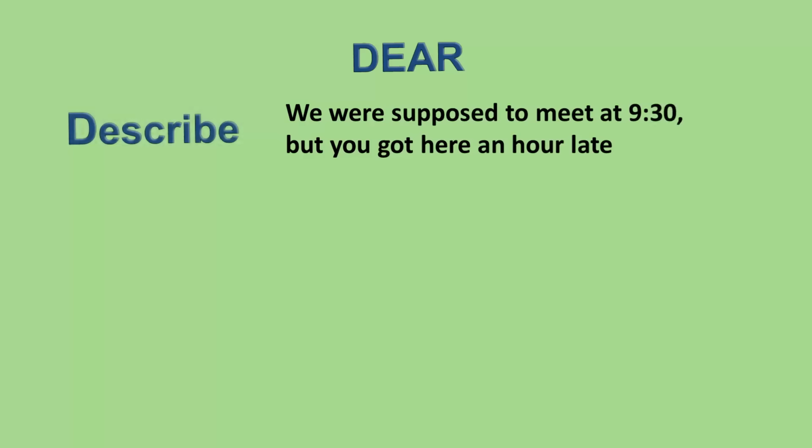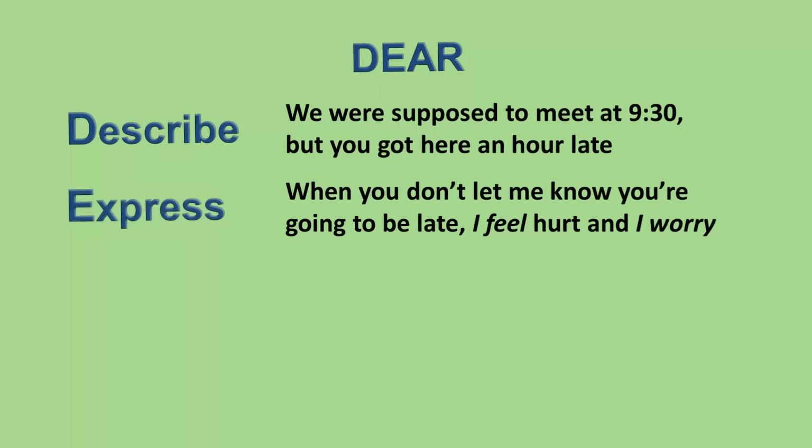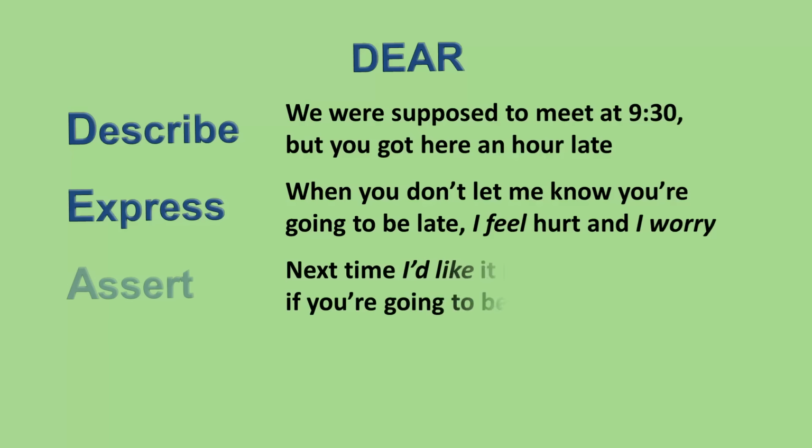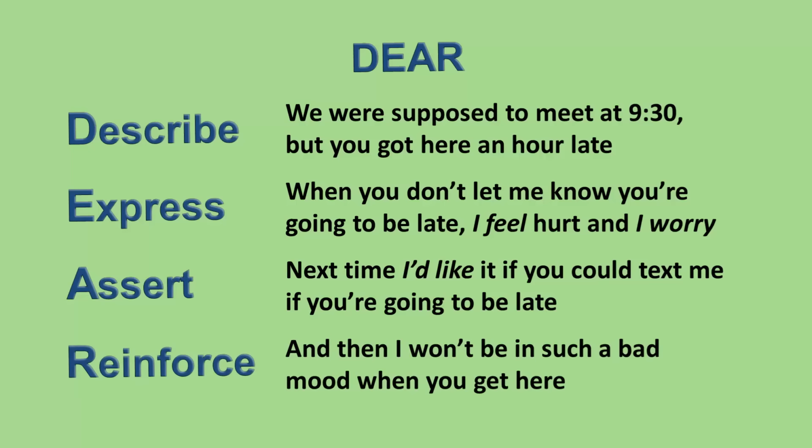So the DEAR part of DEARMAN is the process we use to make a request or to say no. We were supposed to meet up at 9:30, but you got here an hour late. When you don't let me know you're going to be late, I feel hurt and I worry. So next time I'd like it if you could text me if you're going to be late. And then I won't be in such a bad mood when you get here.